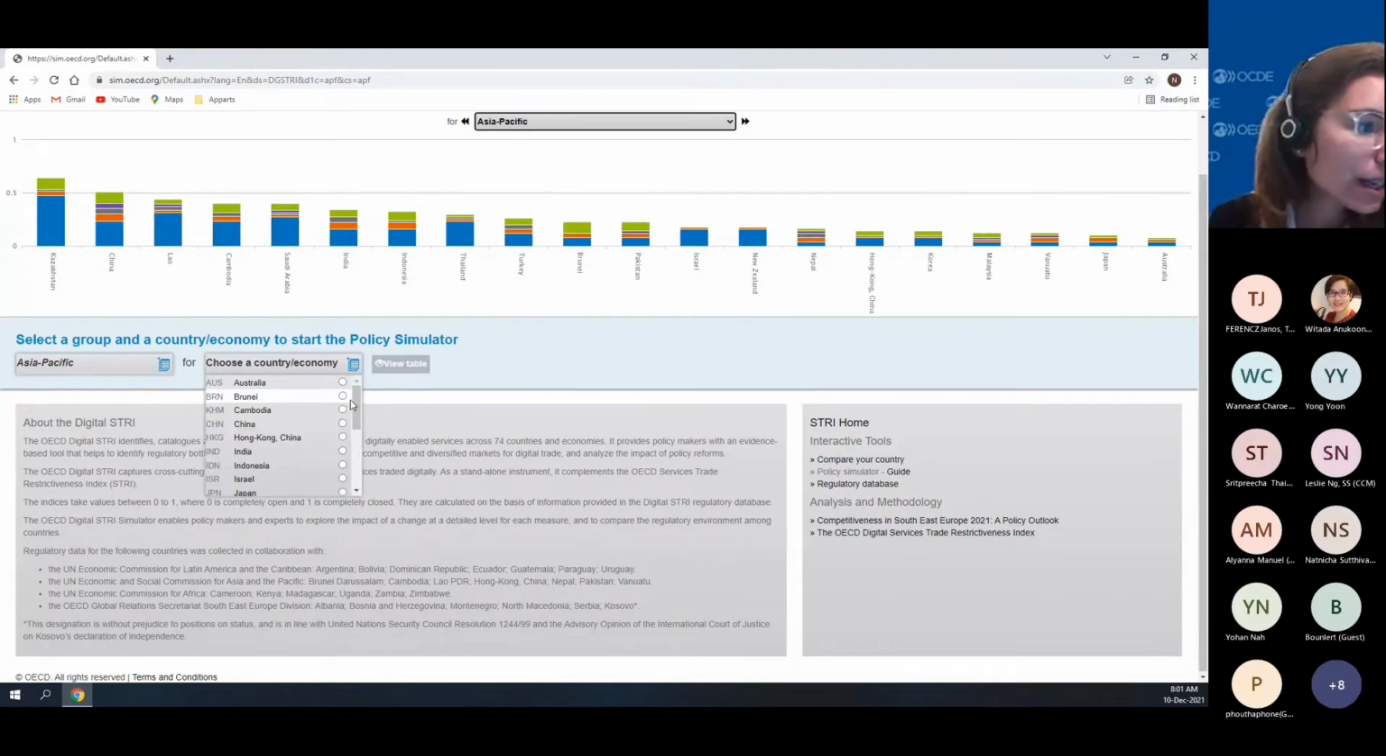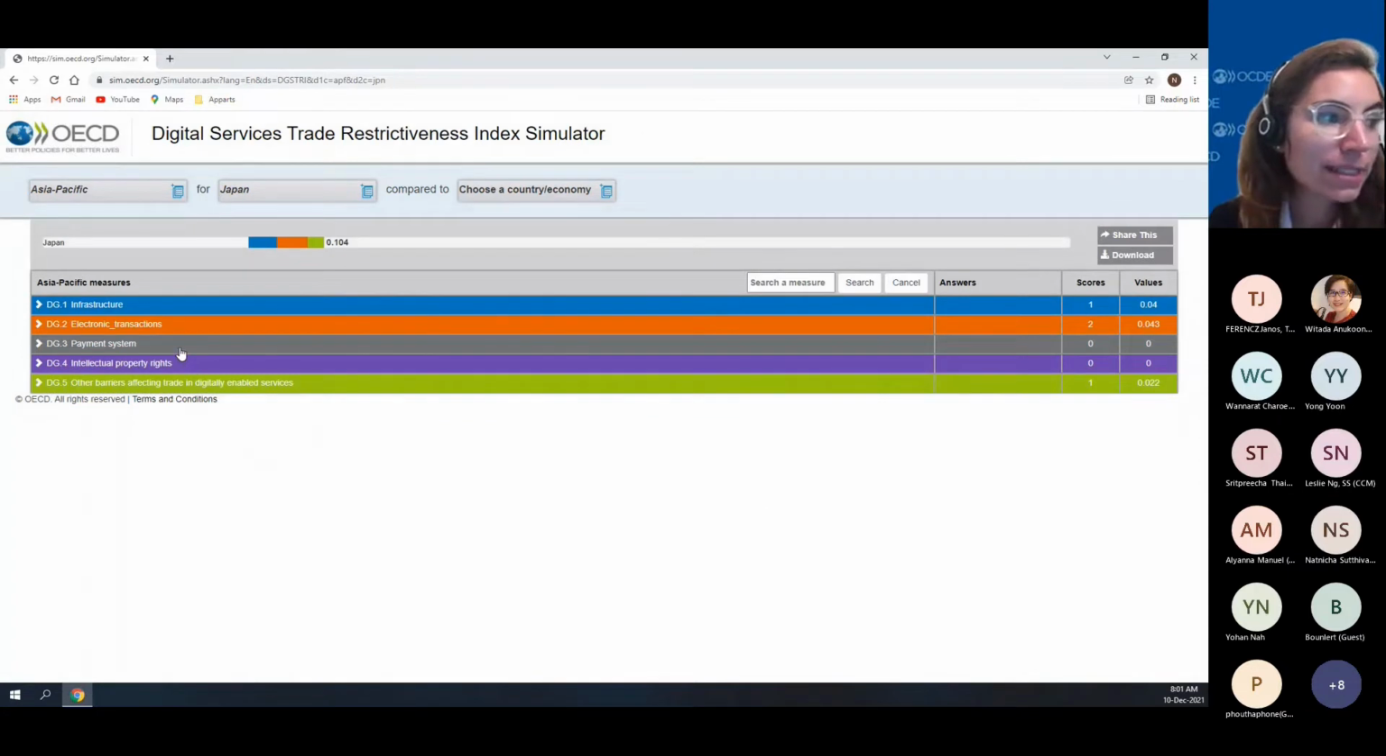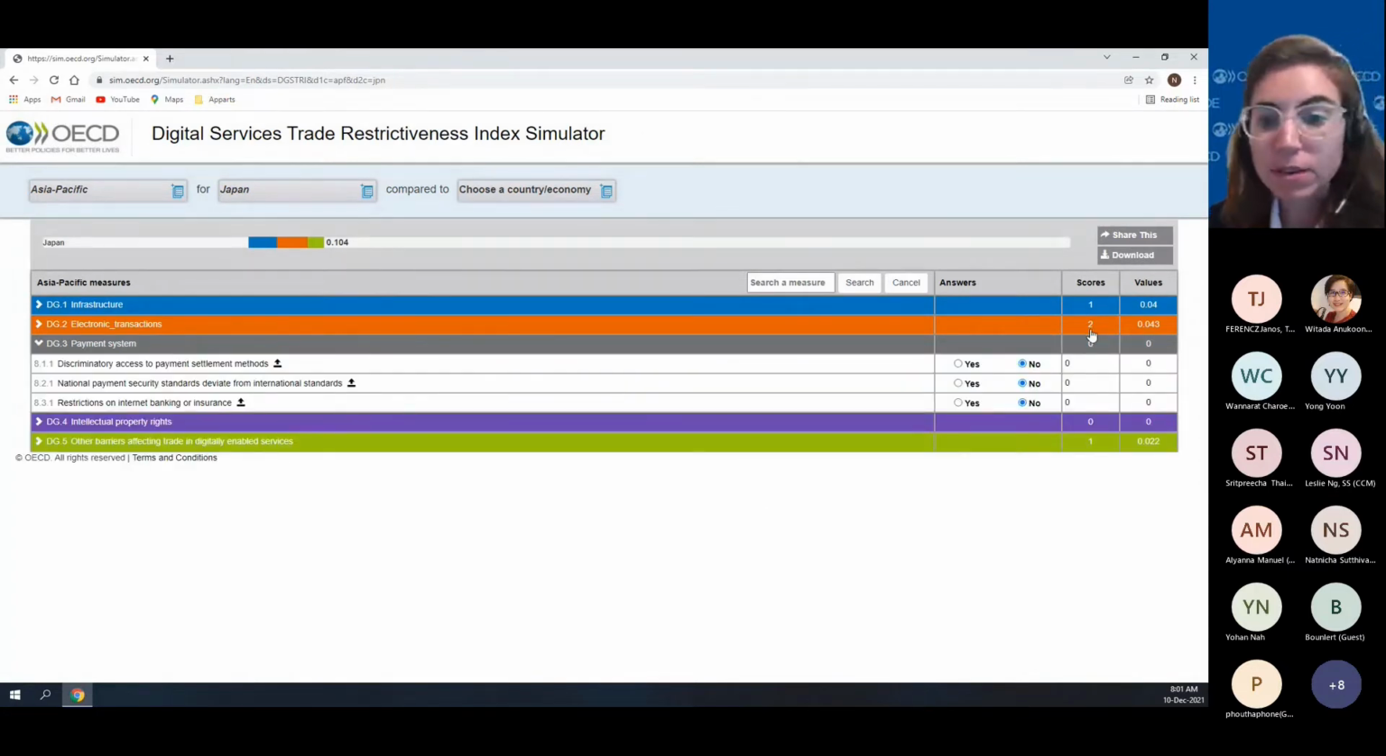Okay. So it is a very good question. So for example, for Japan, for payment system, we see it's 0. So why is it 0? Because the questions that we're asking is whether there is any discrimination in the access to payment settlement methods. The second one is if national payment security standards deviate from international standards. And the third one, if there is any restriction on internet banking or insurance.